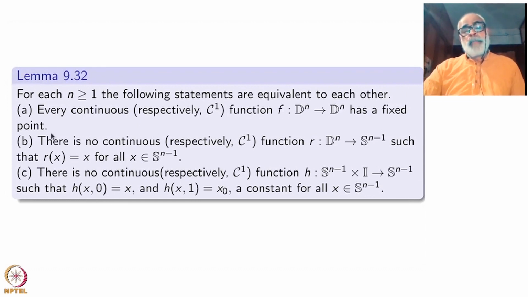Notice that B and C are statements in negation, whereas A is an assertion. So that is the beauty of this approach here. What we will do is prove that these three conditions are equivalent. Then in order to prove Brouwer's theorem, we can either prove B or prove C. So that is the whole idea.